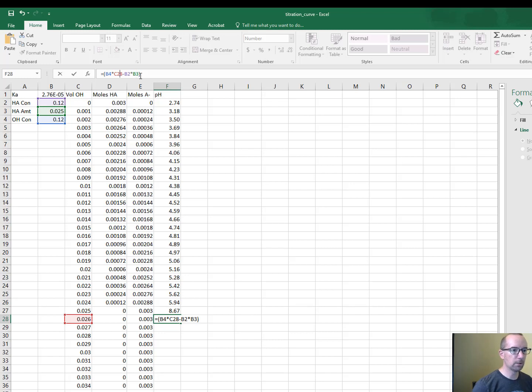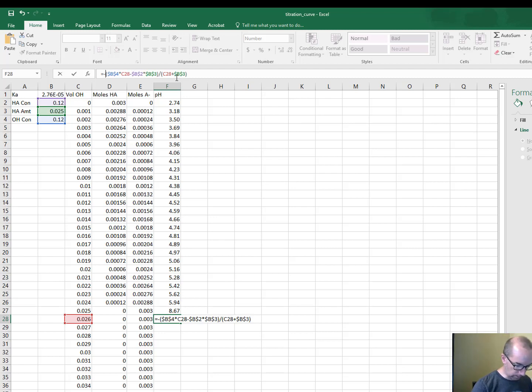Now, the other thing I'm going to do is everywhere where there's a B, get the $ sign, so that I'm going to use these constants over and over again, and I don't really want any trouble for it. And that is divided by my new volume, which is the sum of the base that I put in there plus the acid that I started with, which is this. And again, I want the $ signs in front of the B and the 3. Okay, so that's my new concentration.